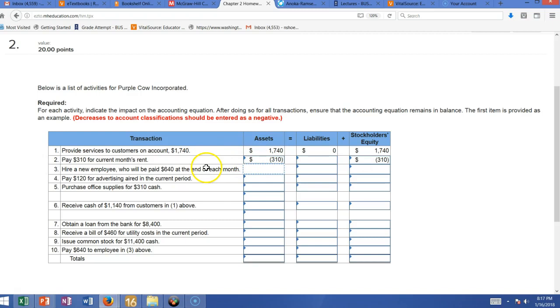When we hire a new employee who will be paid $640 at the end of each month, nothing. Paid advertising for $120 aired in the current period. Our asset goes down, cash. Our stockholders' equity goes down. Let me see if I have to say nothing. No, I don't think. Maybe I have to put zeros.